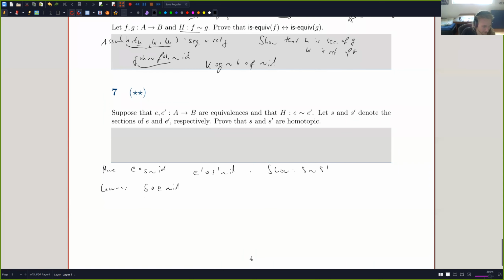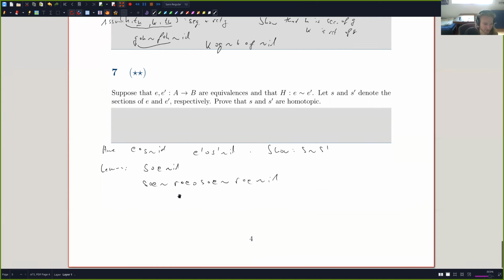Well, what is S after E? That's just R after E after S after E. So E has some retraction, and let's call this retraction R. So this is the identity, and we might compose with the identity on the left. Then we reassociate, and by assumption that S is a section for E, this becomes R after E. And then again, by assumption that R is a retraction for E, this is just the identity. So any section of an equivalence is also a retraction of that equivalence.